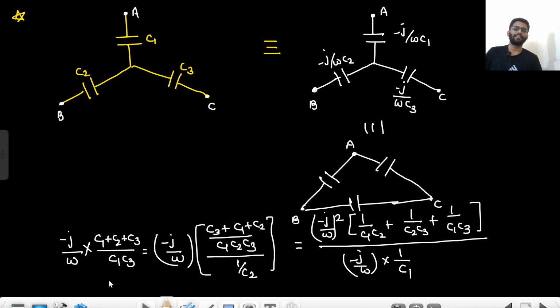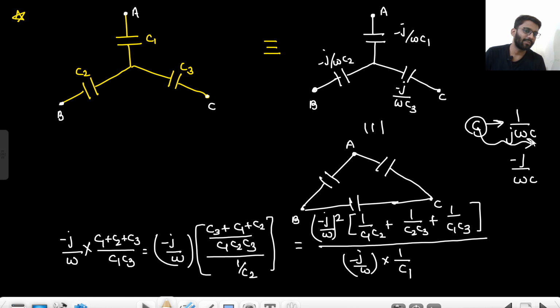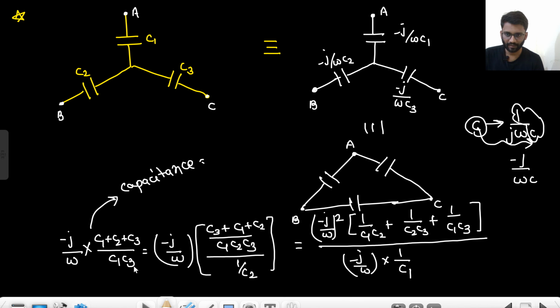Okay, so now tell me what is the value of capacitance. If capacitance C was there, you had an impedance of 1 by j omega C, or minus j by omega C. So if you take the reciprocal of this, then this is the capacitance value. So what is the capacitance here? It is the reciprocal of this value. So it would be C1 C3 upon C1 plus C2 plus C3.